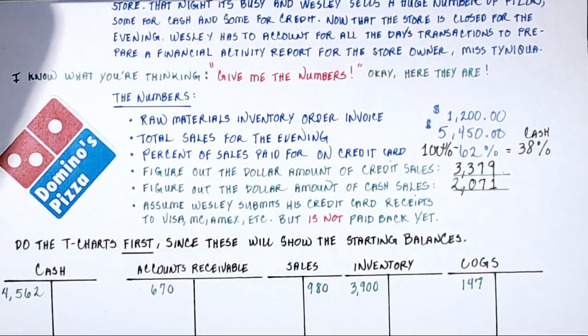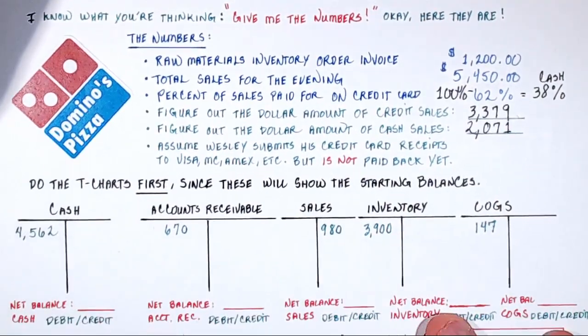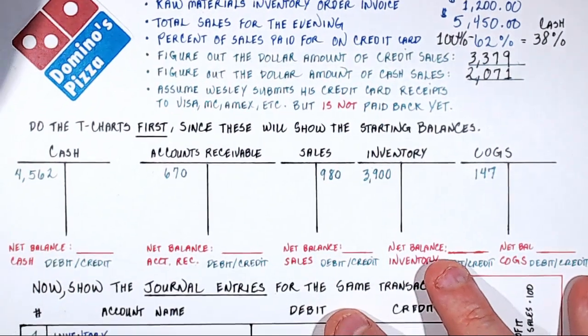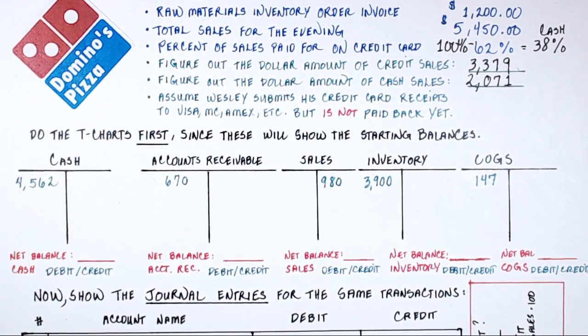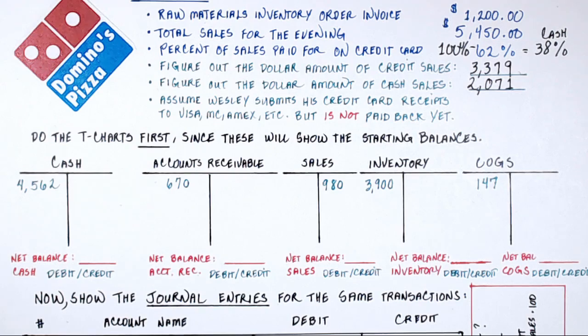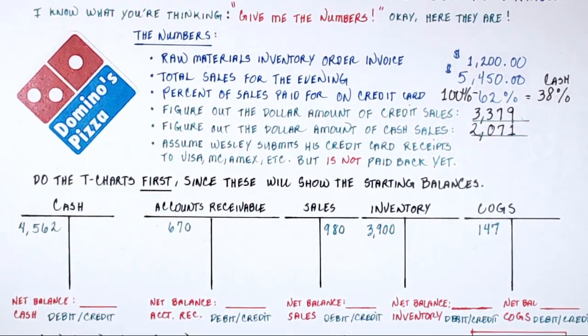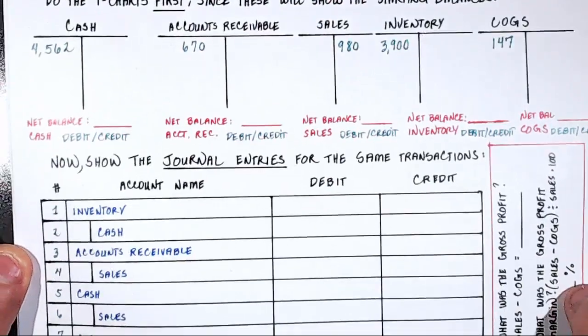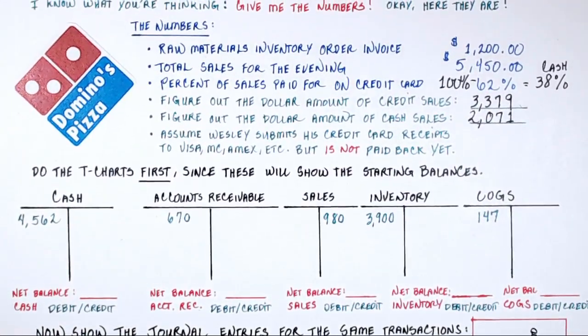Let's move down the page a little bit. It says here, do the T-charts first, since these will show the starting balances. Okay, so there are starting balances in these accounts. So what we're going to do is record these transactions. Okay, later on we'll record journal entry transactions. But first let's record these in the T-charts.